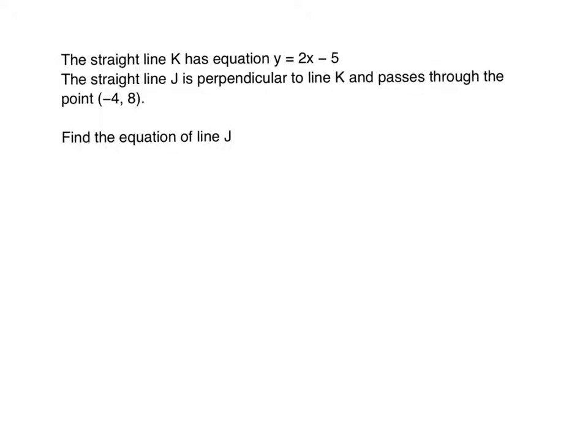The straight line K has equation y equals 2x minus 5. The straight line J is perpendicular to line K and passes through the point (-4, 8). Find the equation of line J.